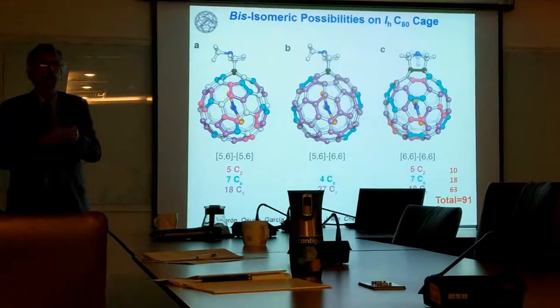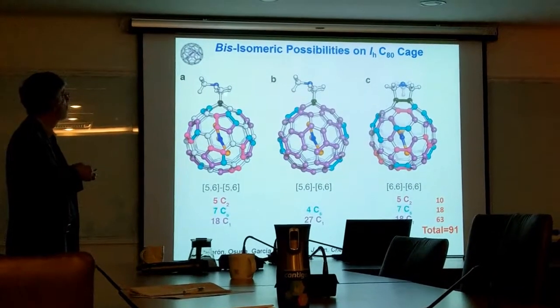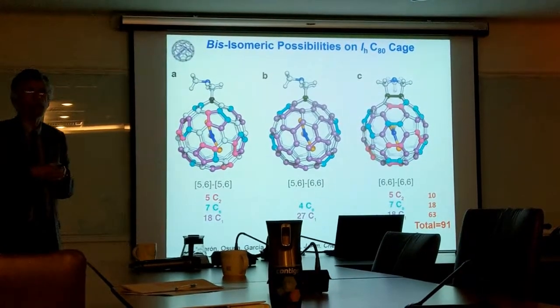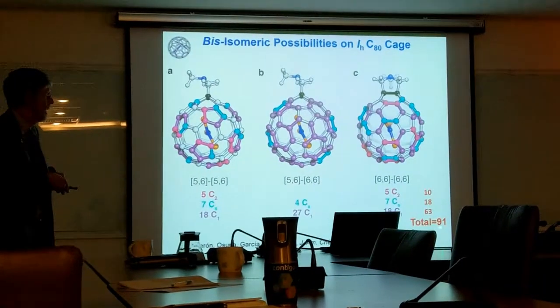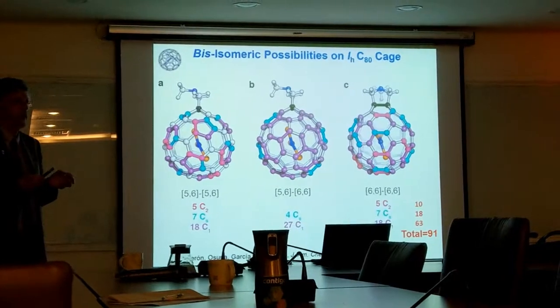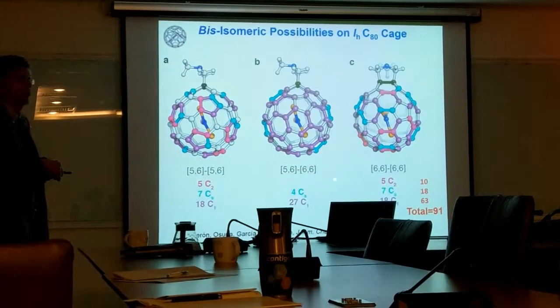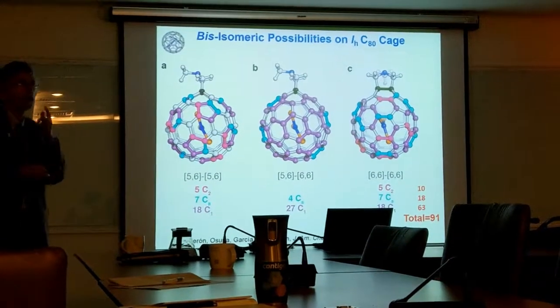How many isomers do you think are possible if you put two pyrrolidine groups on a C80 icosahedral symmetry cage? There are 91 possibilities if you allow for additions on 5,6 and on 6,6. So you end up with 91 possible isomers.